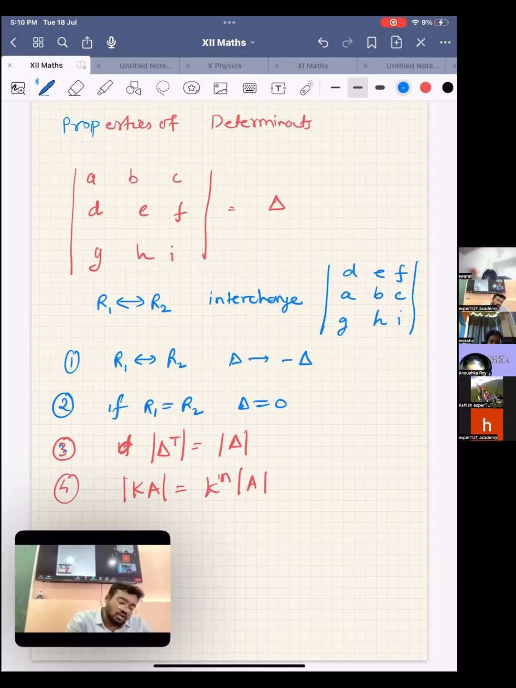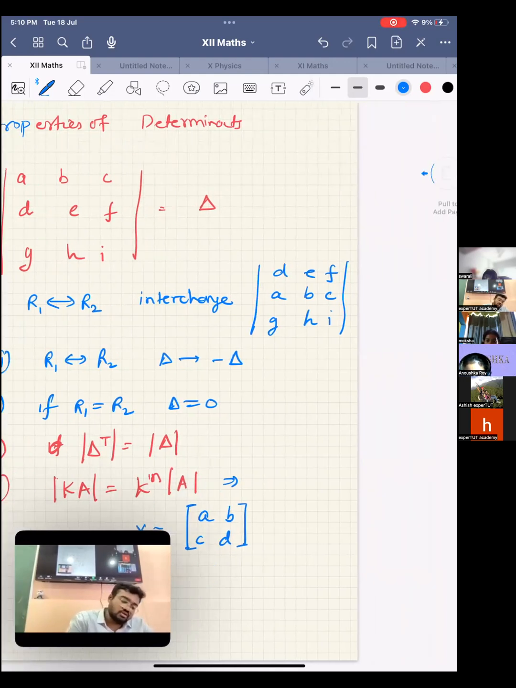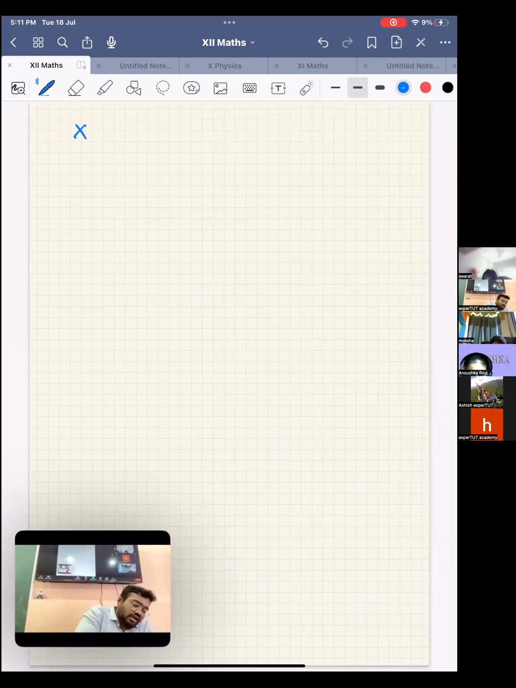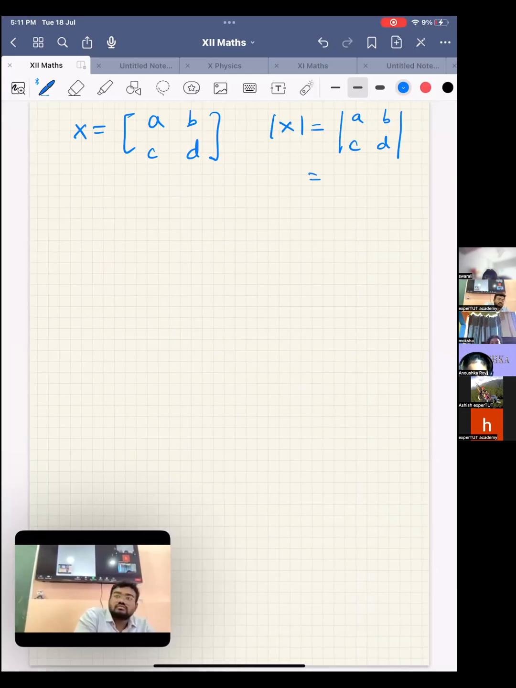The meaning of this is, I'm explaining it using a 2 by 2 matrix. Let's say this is matrix called X. What will be 3X? This is not a determinant. Let me explain again from the start, look carefully. Let's say X matrix is A, B, C, D. Then det X is determinant A, B, C, D, right? So what is its value? AD minus BC. Write this, everyone.